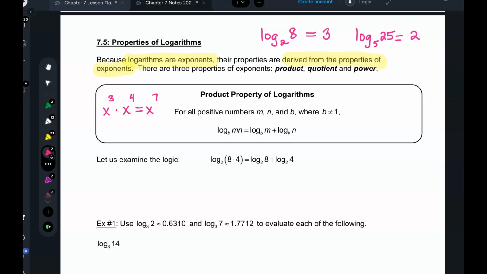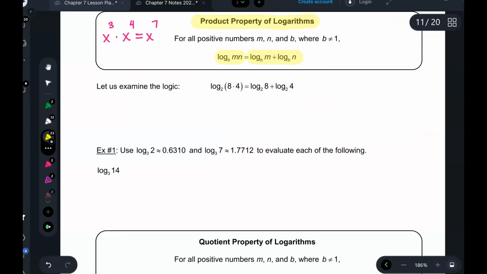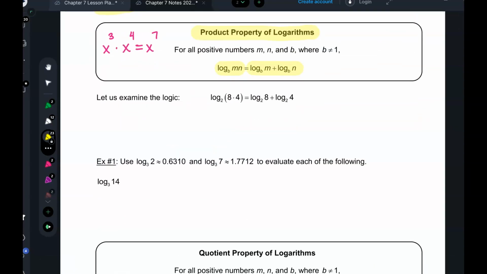So notice when we have log base b of m times n, we can expand this to adding each exponent. So these two multiplied together becomes log base b of m plus log base b of n. Okay. So let's take a look at why that works.